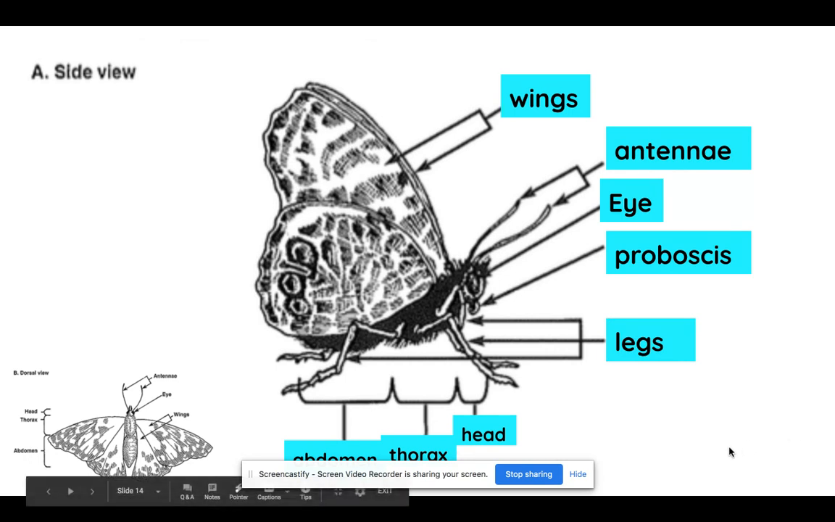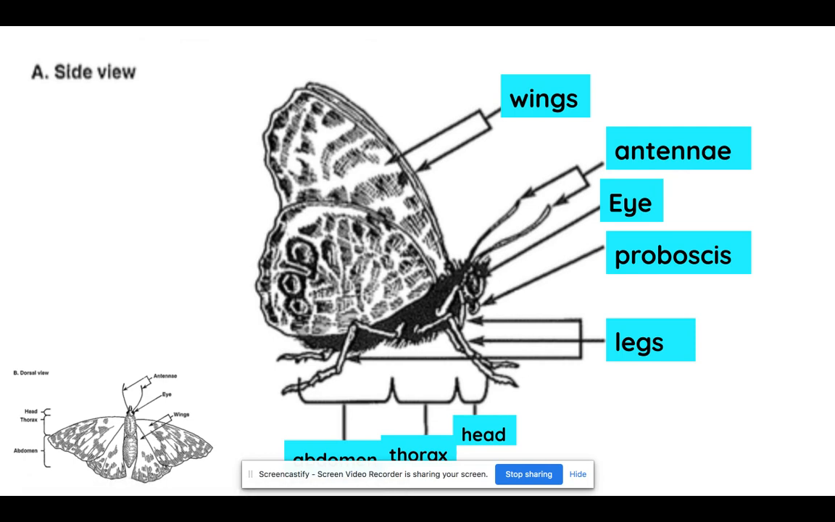And the legs. Those legs are important as they are attached to the middle portion of the body, and they provide stability for the butterfly when landing on flowers, leaves, so that they can feed, rest, or even lay eggs.